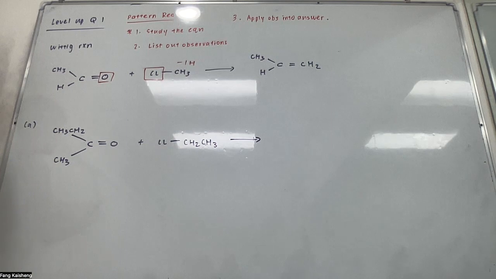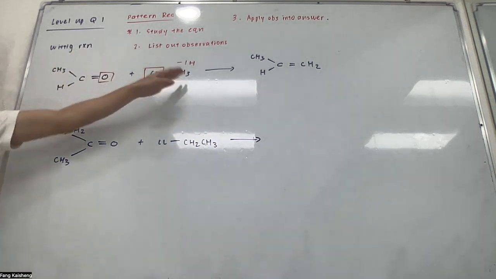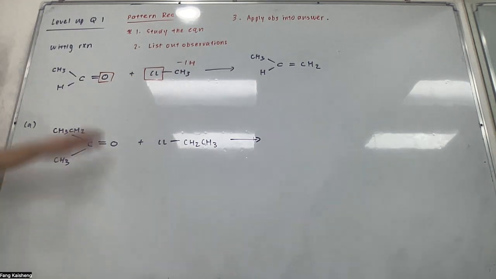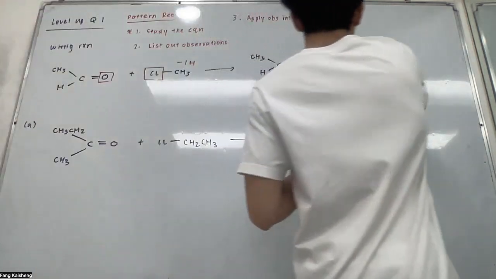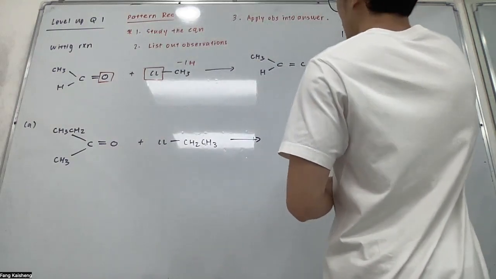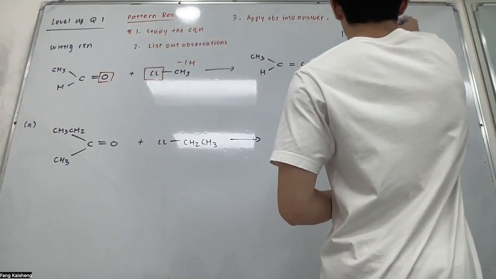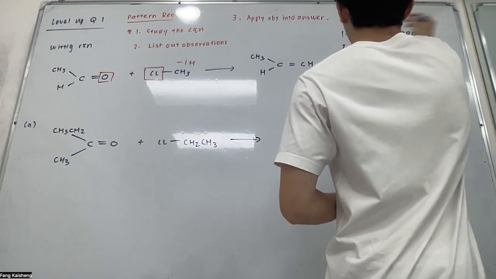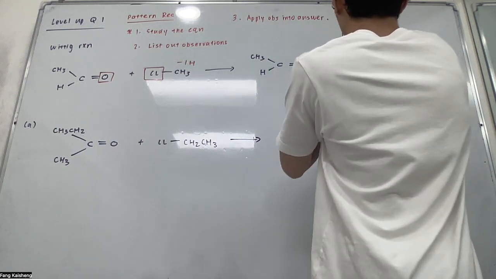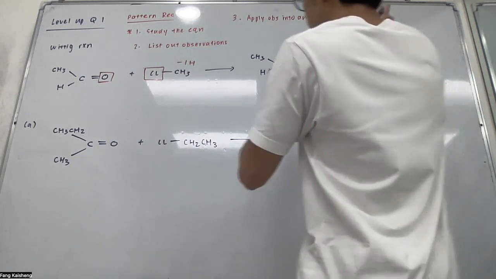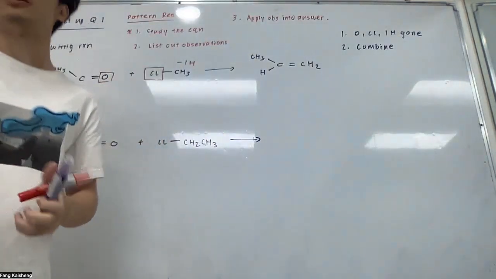Basically, both of them combine together. So this is what's happening. I'll summarize again. O, Cl, and one H gone. And then they combine together. So you can write these two things out first. Eventually, when you all get good at this, you don't need to write. Number one, O, Cl, 1H gone. And then just combine. It doesn't have to be legit. Just write down something that you understand yourself and can read.